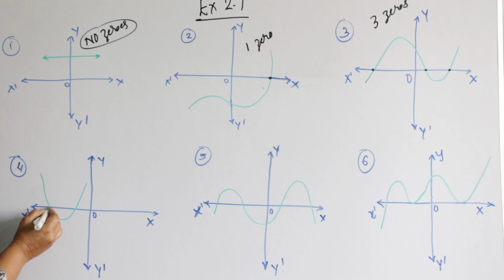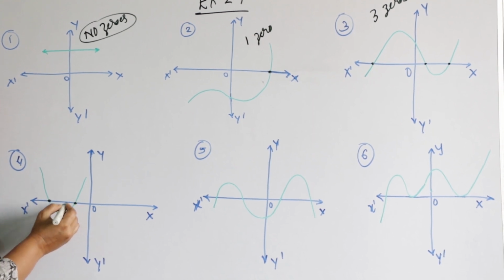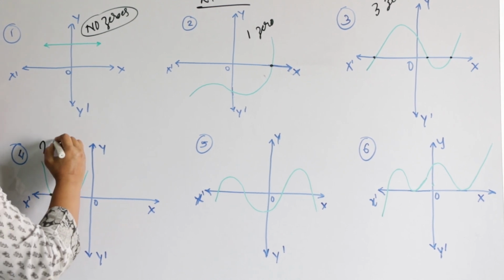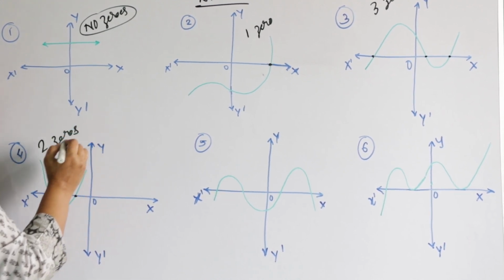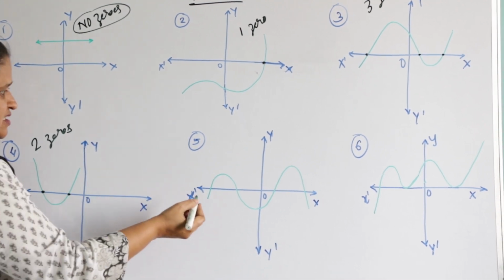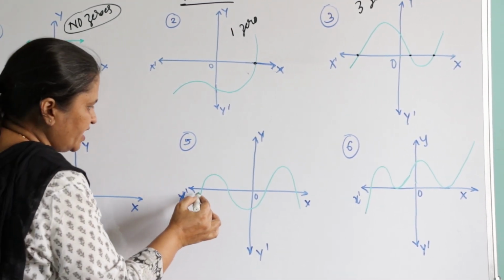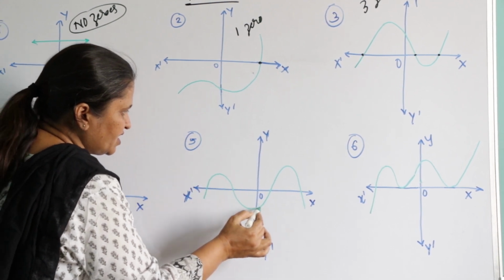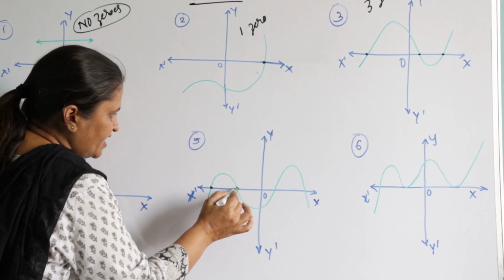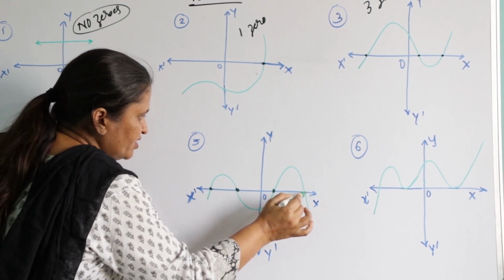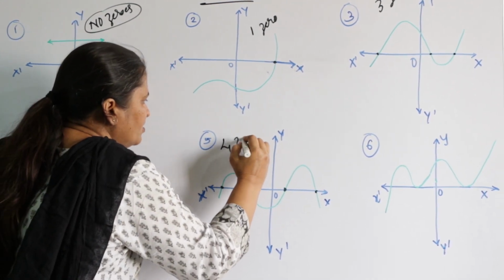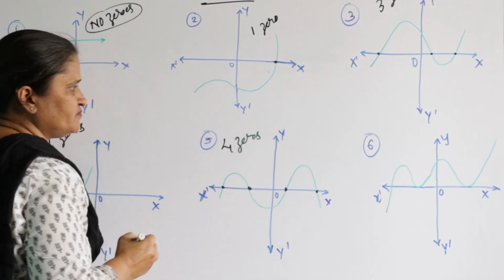It intersects the x-axis at 2 points. So it has 2 zeros. How many zeros does it have? 2 zeros. Now let's see this fifth graph. If you observe, this is the curve which is green color, and it intersects the x-axis at 4 points. So it has 4 zeros.